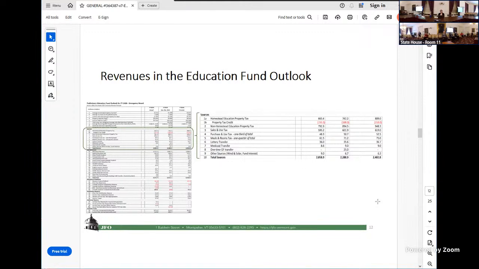Again, if you were to be looking at the ed fund outlook, you would see in more detail the actual numbers associated with each one of these revenues, right? So you would see that we have sales and use tax, that we have a portion of purchase and use. You would also see those property taxes aggregated to come into the statewide ed fund: the homestead property tax, the property tax credit, which we will talk about in more detail, and the non-homestead property tax.